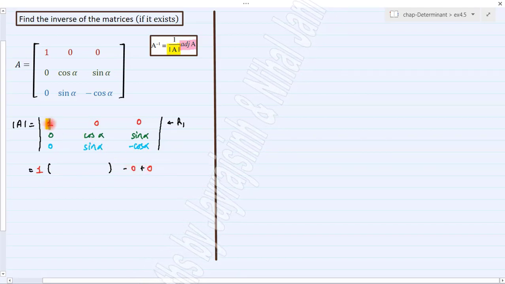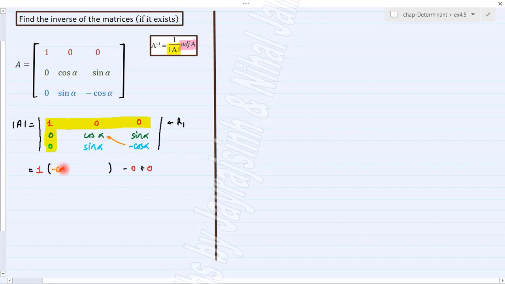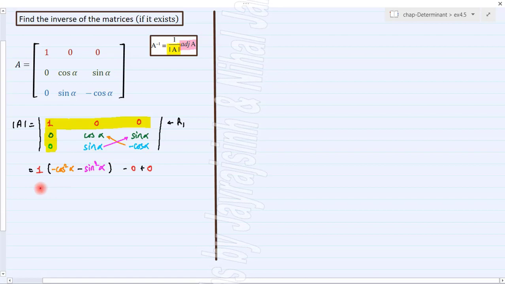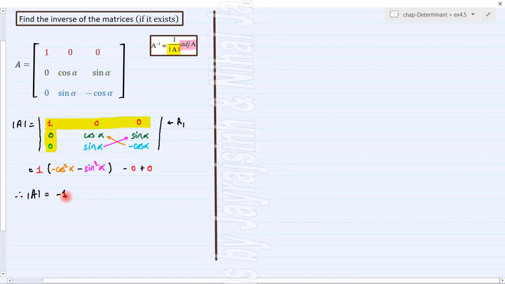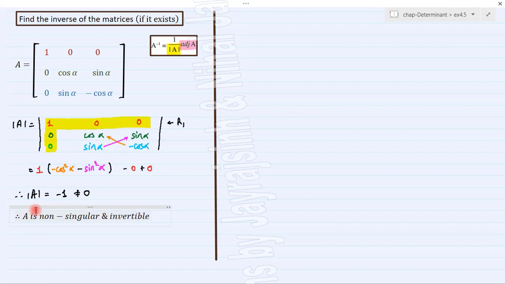Just find out minor of 1 by ignoring its row and its column. So minus cos alpha will give us minus cos square alpha, minus sin alpha into sin alpha will give us sin square alpha. So determinant of A will be minus 1, which is not equal to 0. Therefore, A is non-singular and invertible matrix.